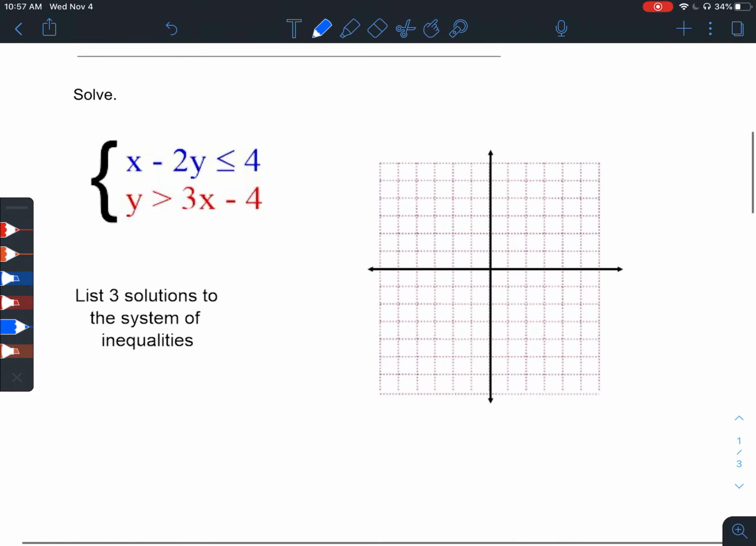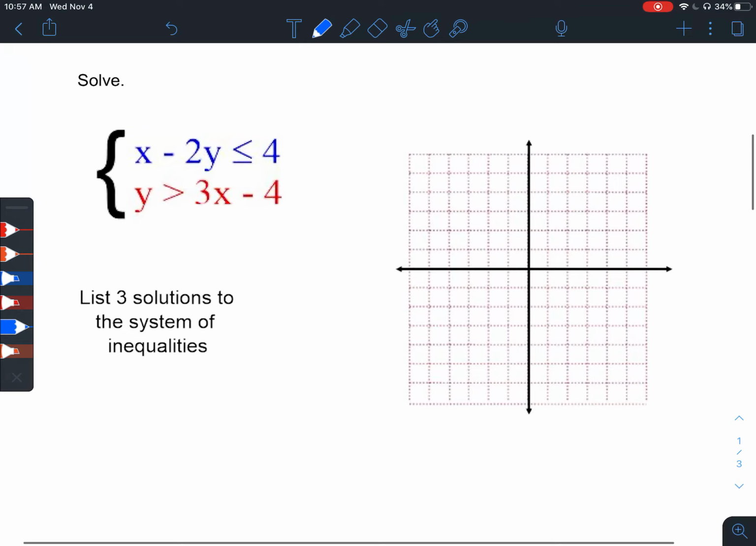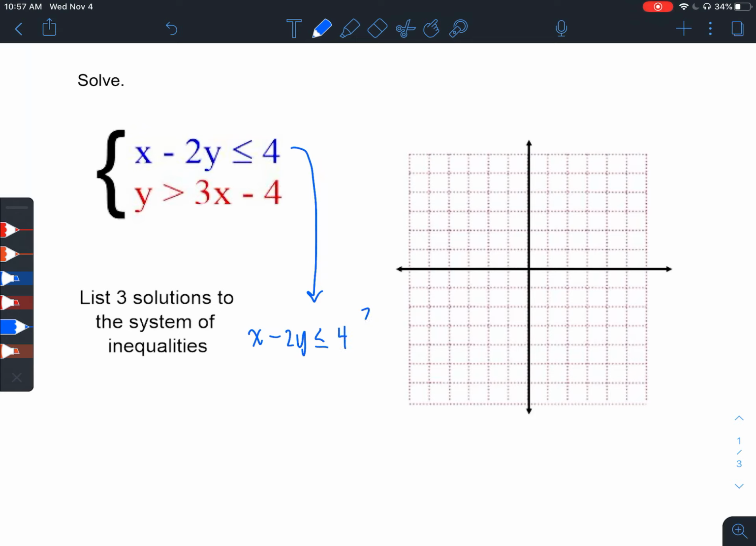Okay, so jumping right into some examples. To solve, we want to graph each of these separately and then see where the overlap is. So here I have x minus 2y is less than or equal to 4. I'm just rewriting it so that I can rearrange it and get y by itself. So go ahead and do that.